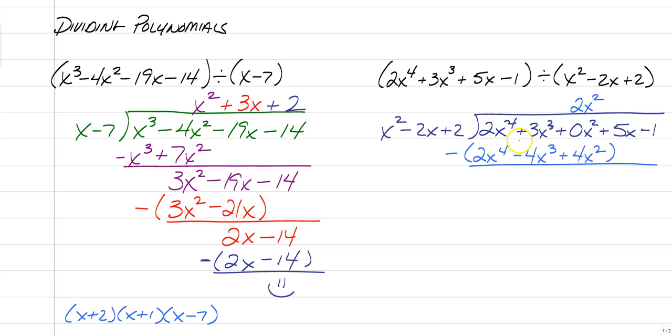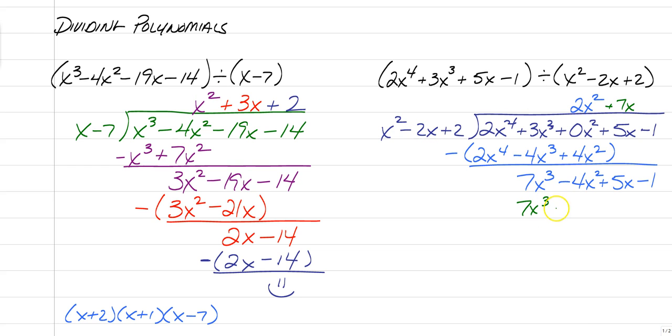3x cubed minus a negative 4x cubed is 7x cubed. And 0 minus 4 is a negative 4x squared. Bring down the 5x and the negative 1. And we do it again. X squared times what gives you 7x cubed? The answer is 7x. So 7x times x squared is 7x cubed.